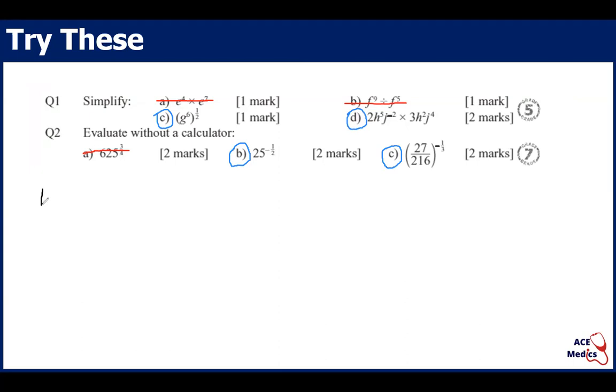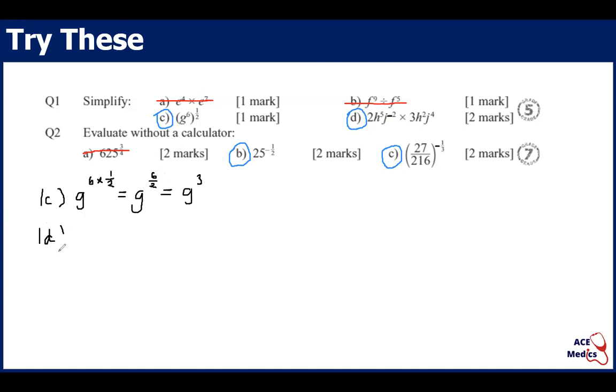So for 1C then, remember we said that if there's a bracket separating the two indices, we just need to multiply them. So we're going to do 6 times a half as our indice, which is going to be g to the power of 6 over 2, which is the same as g to the power of 3. 6 divided by 2 is 3. So that's 1c.